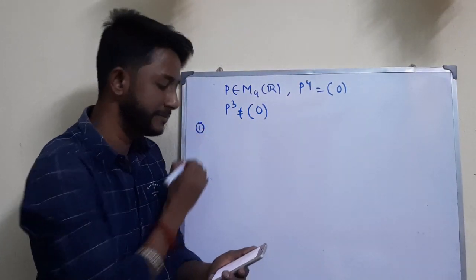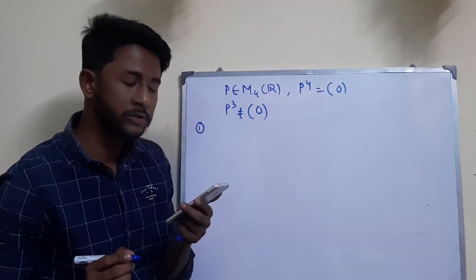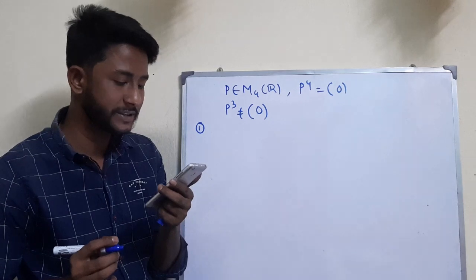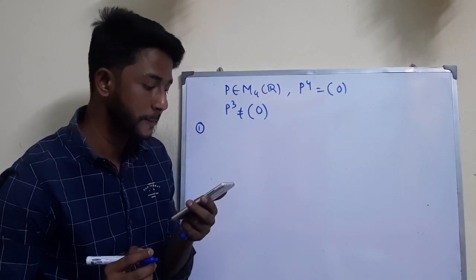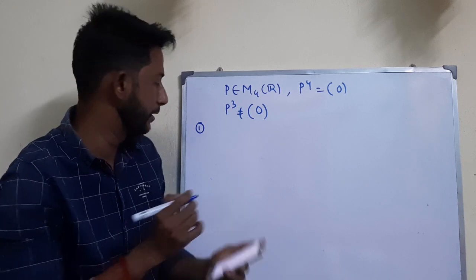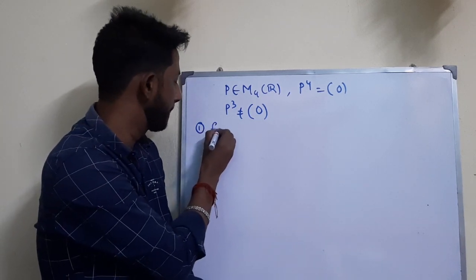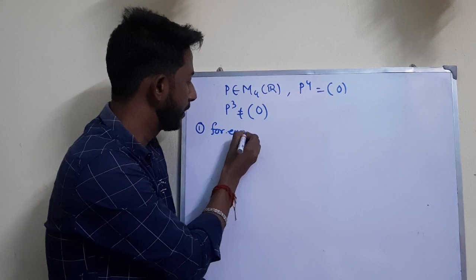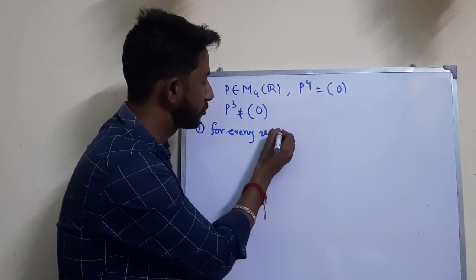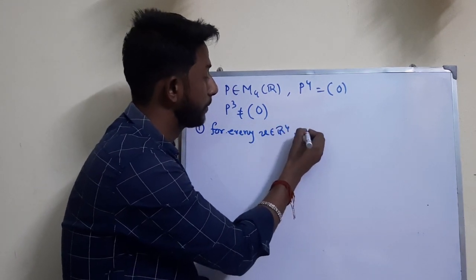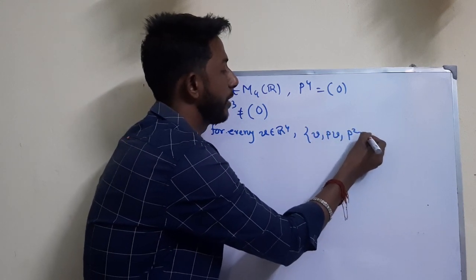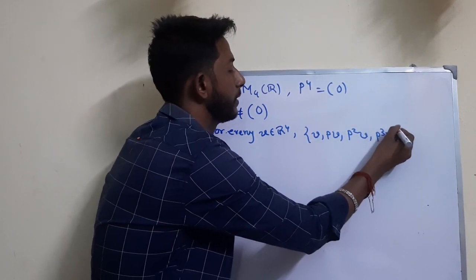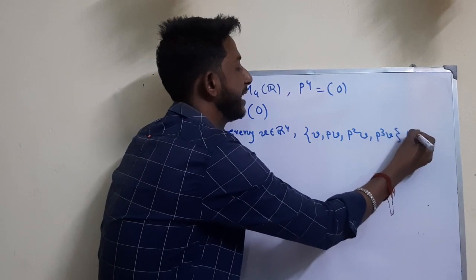First option says that for every non-zero vector V in R4, the subset V, PV, P square V, P cube V of the real vector space R4 is linearly independent. Means for every V belongs to R to the power 4, V, PV, P square V, P cube V is linearly independent.